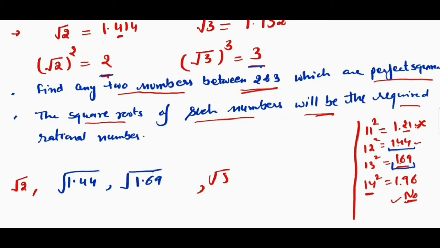So I can write these numbers as: we know the square root of 1.44 will be 1.2, and the square root of 1.69 will be 1.3, and this is my square root of 3. So these are the rational numbers between square root of 2 and square root of 3.